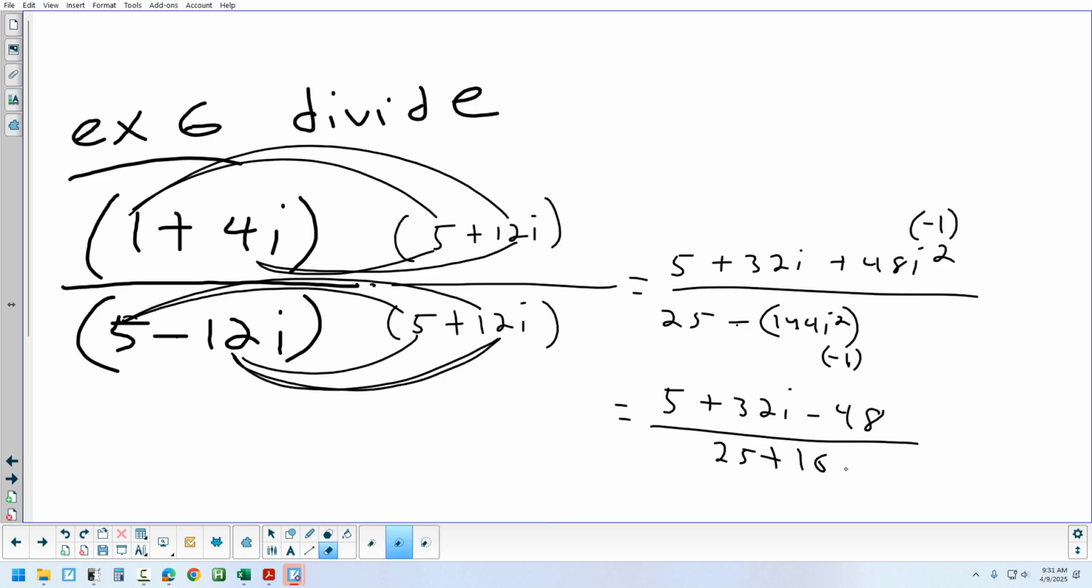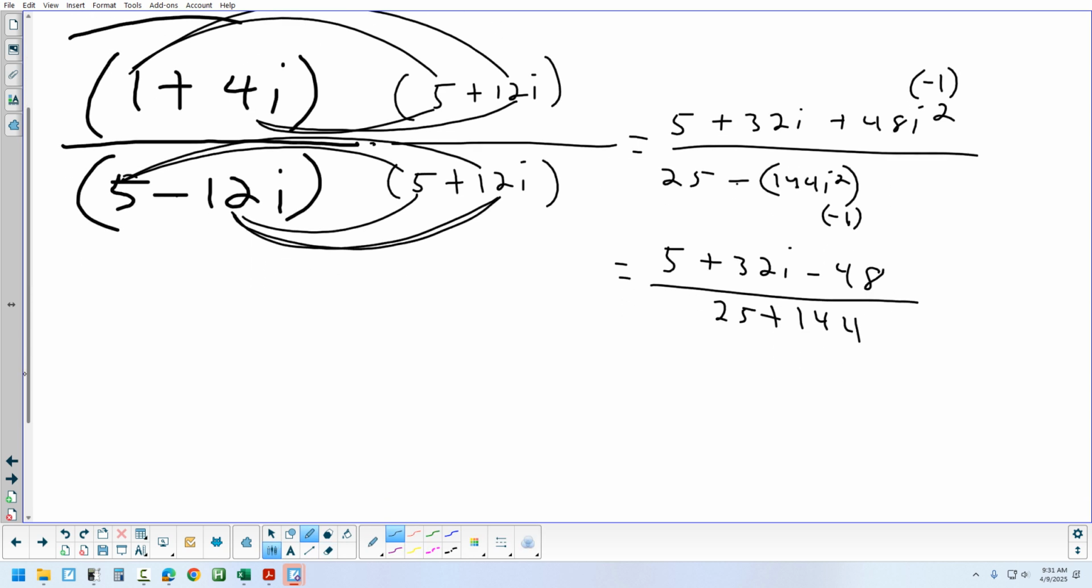Now, when you add the two numbers in the bottom, what's 25 plus 144? 169. That's how I had gotten the 169. Okay, and 5 take away 48. Think of 48 take away 5, and then just make it negative. Negative 43. So negative 43 plus 32i.